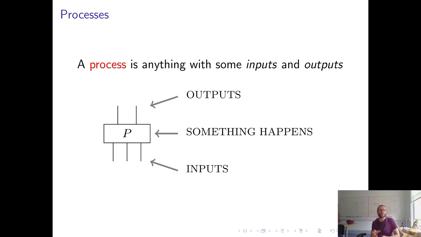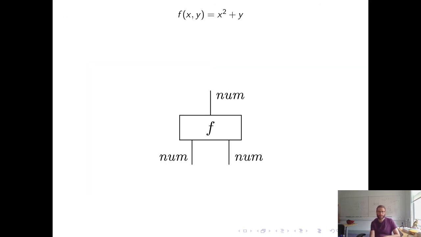So here we have some inputs going in the bottom of some process called P, and then something happens, and then some outputs. Okay, so that's very abstract, very general. So let's look at something that you've probably seen before. Something like a mathematical function is a process. Here's a function, f, which takes two inputs, x and y, and it gives some output which is computed from its inputs. So maybe by squaring x and adding y to it.